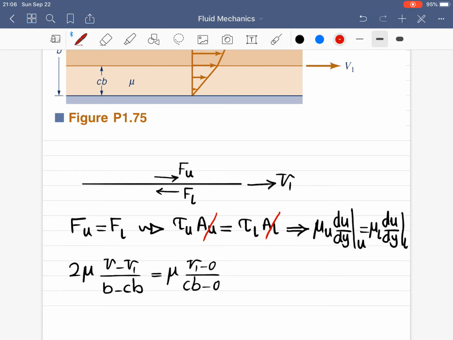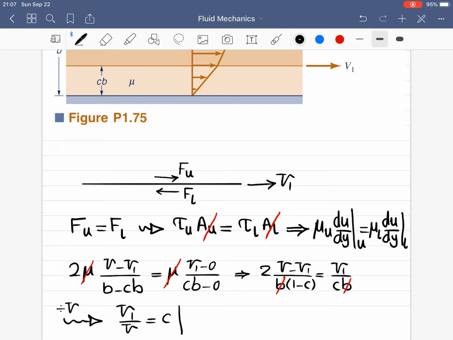So from this equation, mu will cancel each other out. So 2 times (v minus v1) divided by b times (1 minus c) is equal to v1 divided by cb. And from here, b and b will cancel each other out. And if we divide both sides by v, we will end up having v1 divided by v is equal to c.